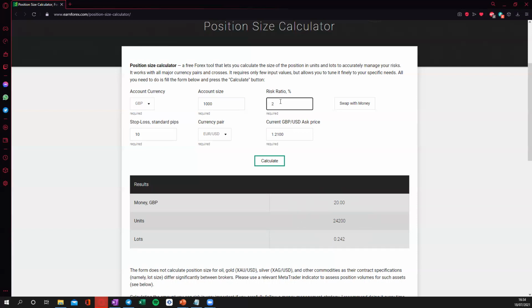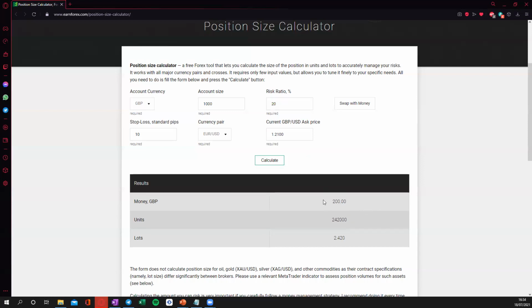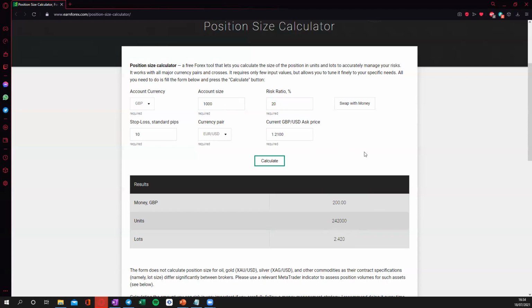Because let's say I just put 20 here by accident, all of a sudden I'm risking £200 on a £1,000 account, and if I put this into the market, then I can be £200 down already if the trade goes 10 pips against me. So this is just something that you need to be aware of going forward, and you need to really get involved and understand the risk calculator, how it calculates your positions. But that's something you'll develop throughout the course.